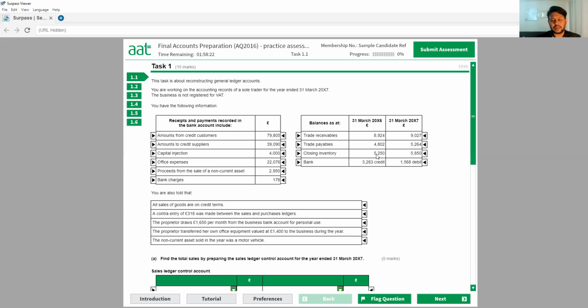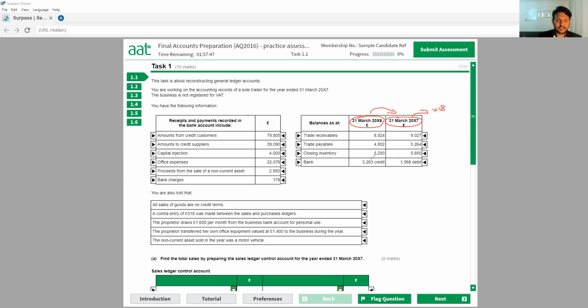On the other hand, we have some opening balances. So we can see we have trade receivables. 31st March 2016, that's my opening balance. And 31st March 2017, that's again the opening balance for the next year. So whatever is the closing balance for 31st March 2016 is the opening balance for this year. Whatever is closing for 17 is opening for 18.